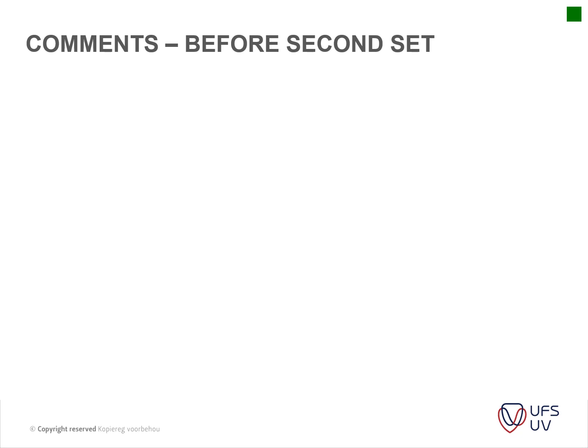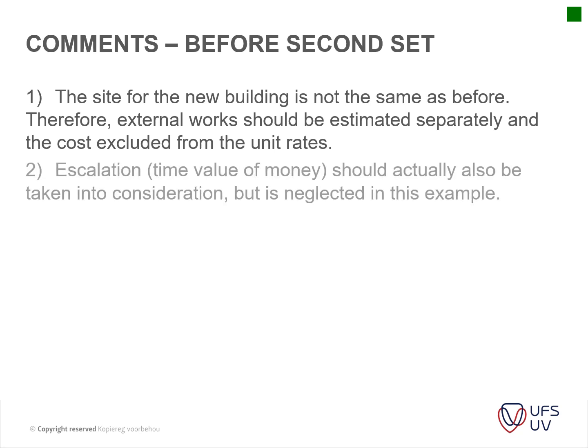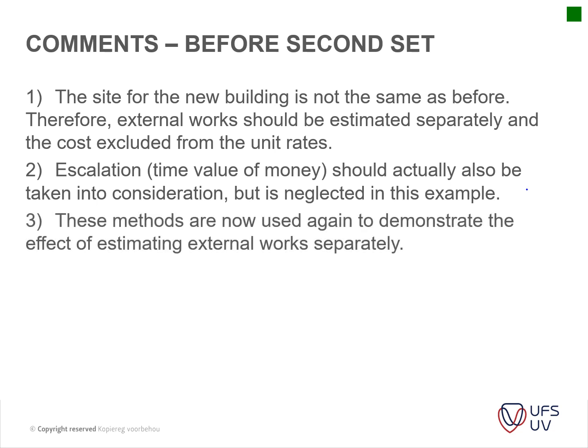Okay, so I'm just going to stop the video here and then I'll make a new video, but this is a few comments on these calculations that we did. The site of a new building is not the same as before. Therefore, external works should be estimated separately and the cost excluded. So you can go through this. I'm going to go through these items again in the next video. But basically, we did a very basic calculation here in this video, and in the next video we're going to improve on that.